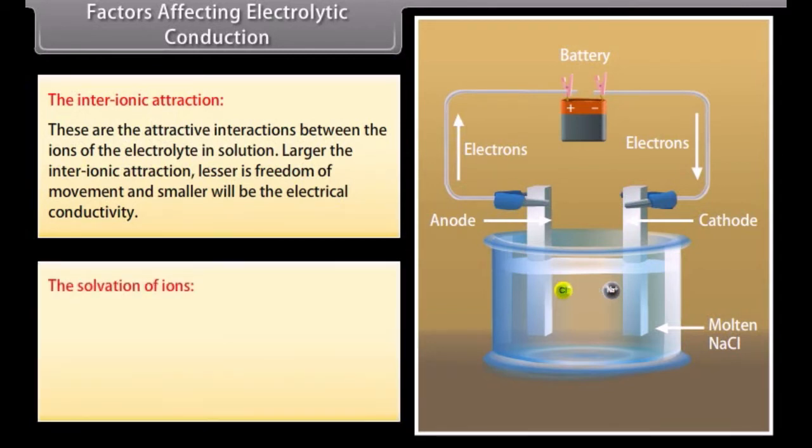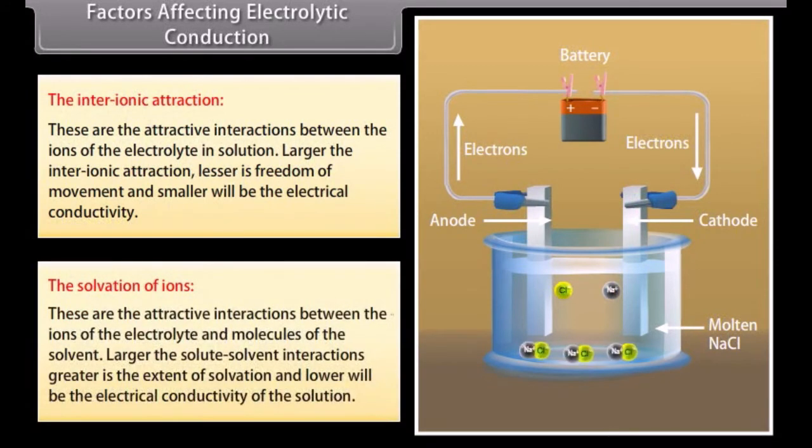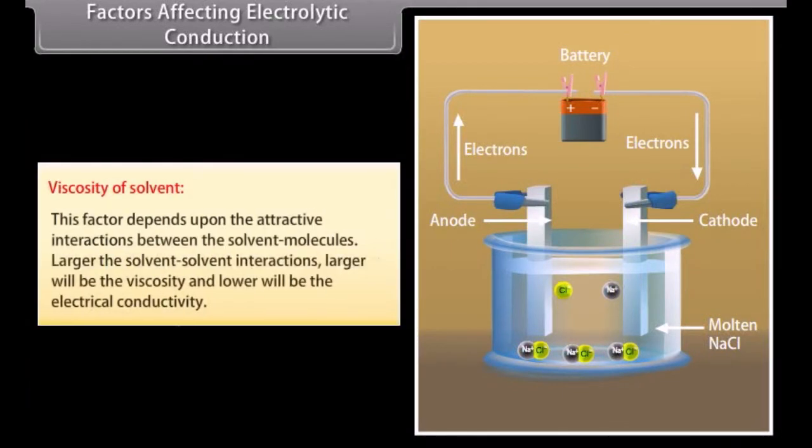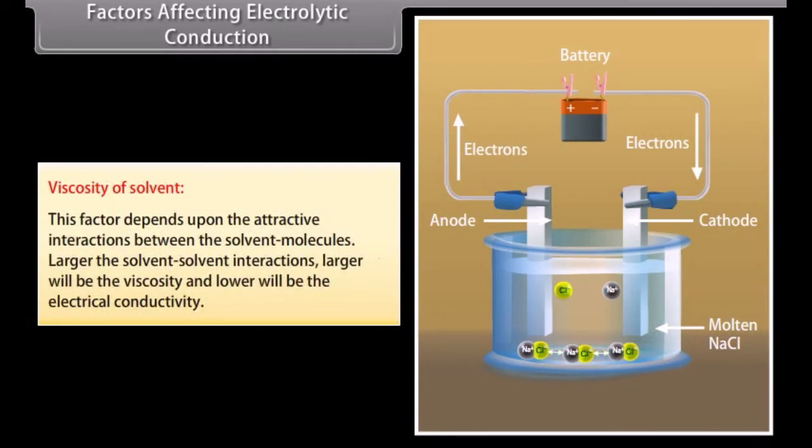The solvation of ions. These are the attractive interactions between the ions of the electrolyte and molecules of the solvent. The larger the solute-solvent interactions, the greater is the extent of solvation and the lower will be the electrical conductivity of the solution. Viscosity of solvent. This factor depends upon the attractive interactions between the solvent molecules. The larger the solvent-solvent interactions, the larger will be the viscosity and the lower will be the electrical conductivity.